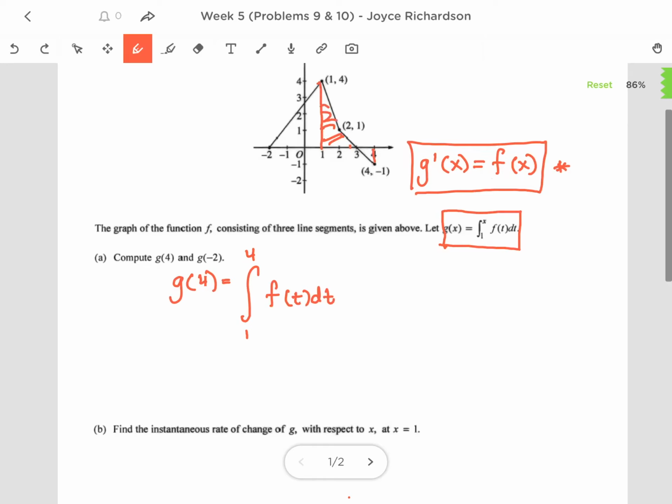Okay? When we look at part B, find the instantaneous rate of change of g with respect to x at x equals 1, here's why this linkage. So g prime of x is equal to f of x. So we know that g prime of 1 is equal to f of 1, and f of 1 equals 4. Done. It's worth 1 point.